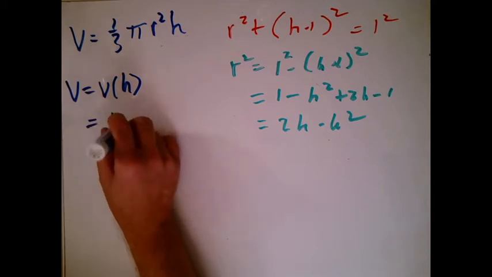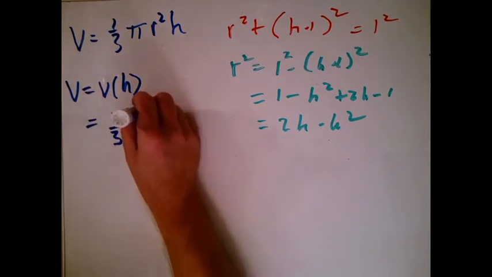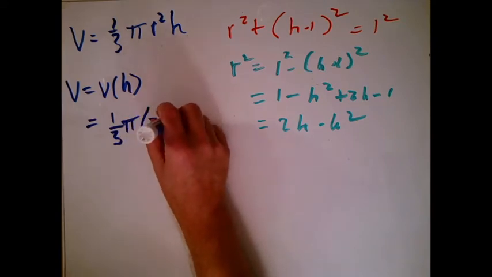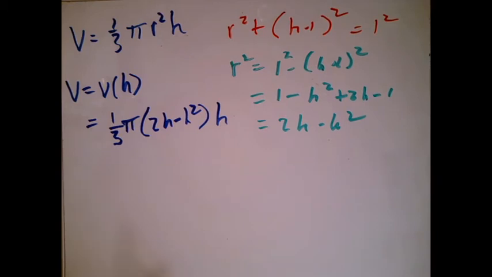I'll start just plugging in. I'm going to get 1/3, I'm going to get pi, I'm going to get r squared, which is not so bad. It's just 2h minus h squared, all times h. Now, this is now a function of one variable. I can start taking derivatives.